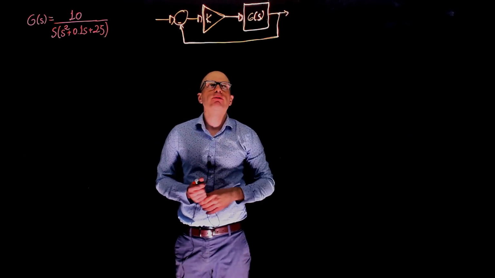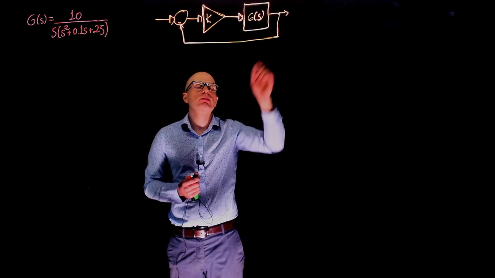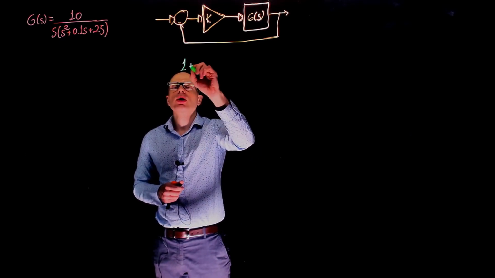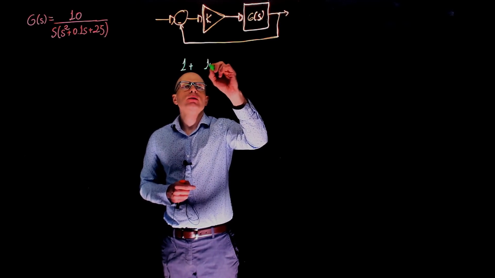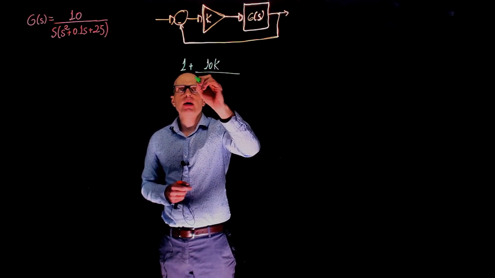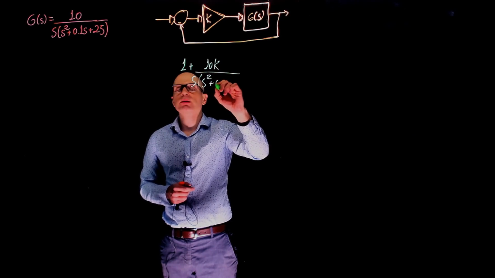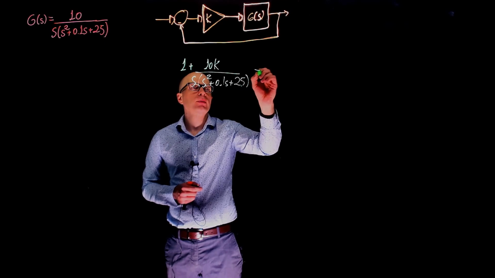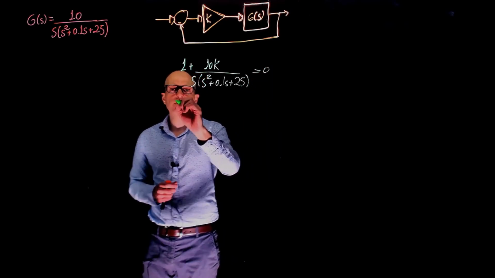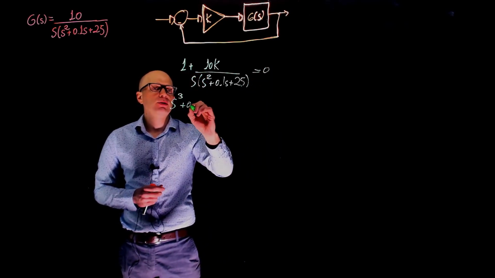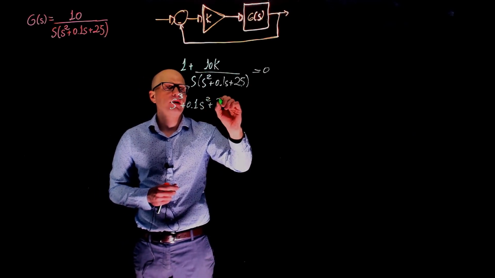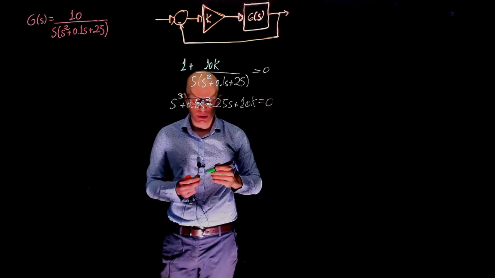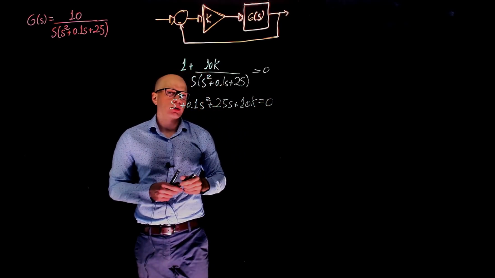The closed loop transfer function is g of s times k divided by 1 plus g of s, and the characteristic equation becomes 1 plus 10k divided by s squared plus 0.1 s plus 25 equals to 0. So this gives s to the power of 3 plus 0.1 s squared plus 25s plus 10k equals to 0. We can now do the Routh Hurwitz.